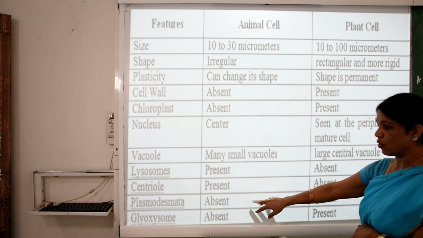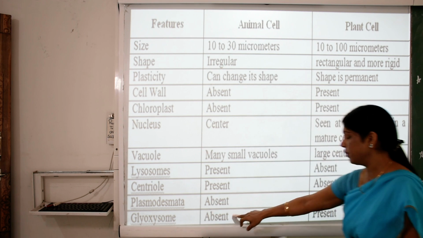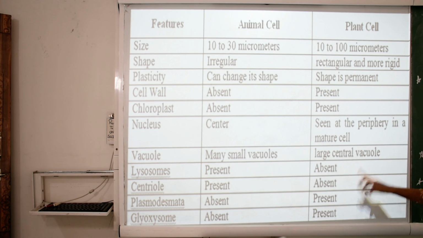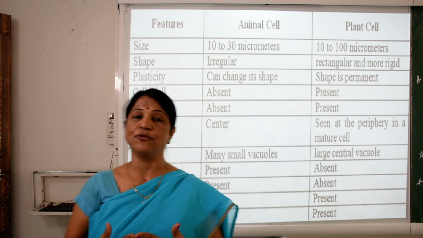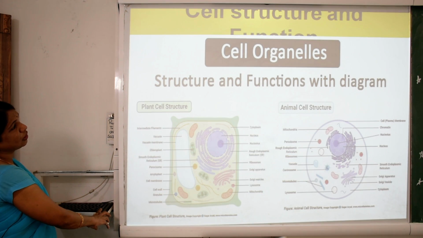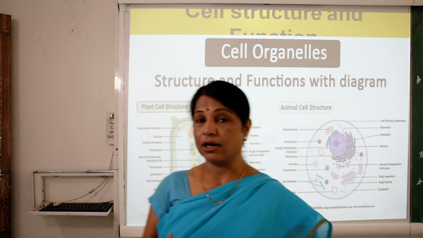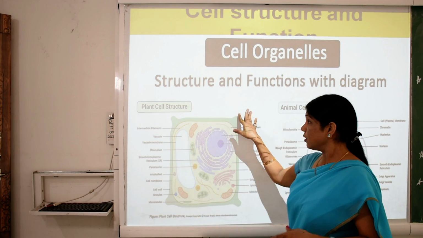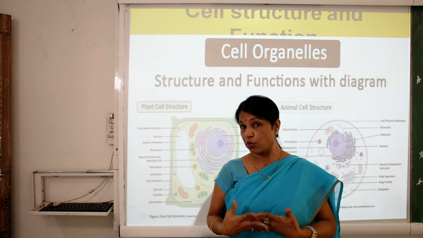So here we talk about the glyoxysome, absent and present. So here, on the basis of various types of features, we have seen the difference between the plant cell and the animal cell. So now further we see the structure and functions with the diagram. It is very crucial. This topic is very crucial. It means an important topic.